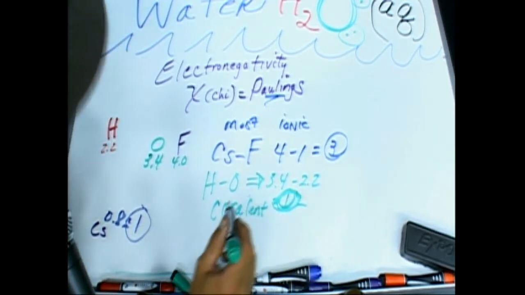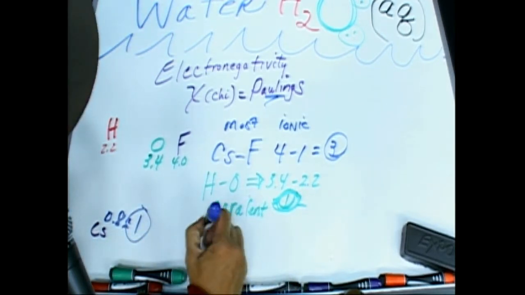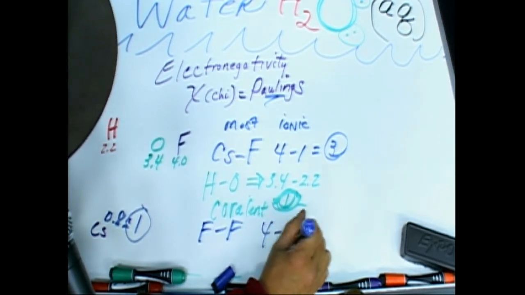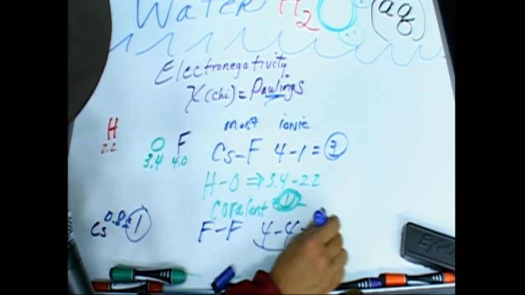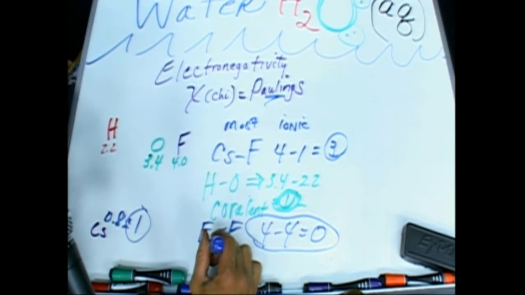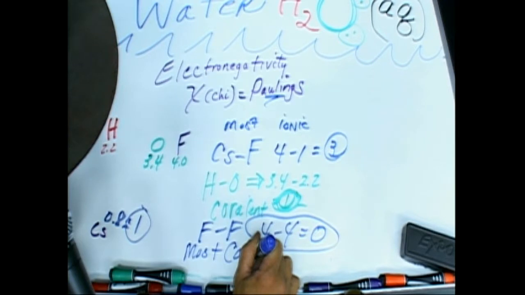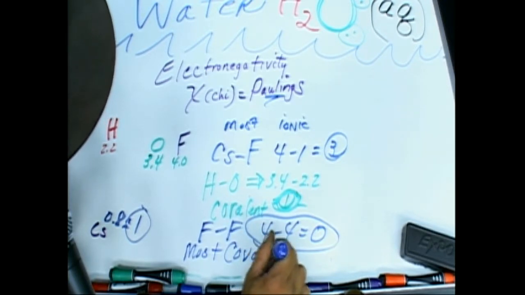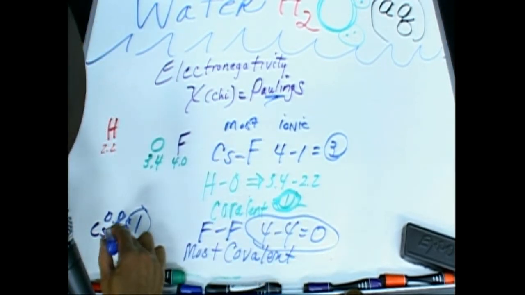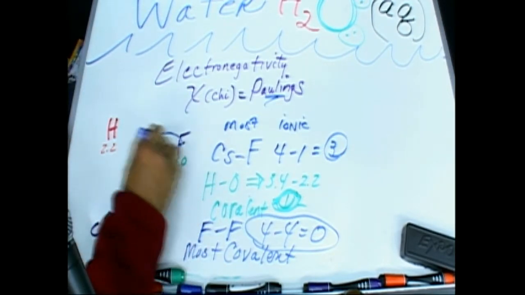Fluorine to fluorine is the strongest bond. So watch this here. We took F to F. 4 minus 4 is going to equal 0. So this is the most covalent. Most covalent bond is F2. Most ionic is cesium fluoride. Down here to up there, ionic. Here to here, covalent.